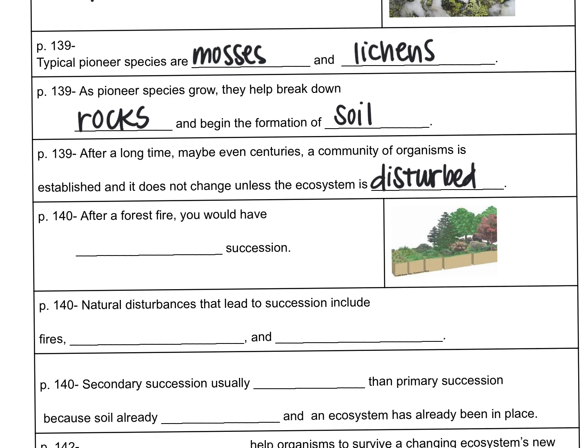Now, if we're looking at this next one, it's going to change gears a little bit. After a forest fire, you would have not primary succession, but secondary succession. The reason for that is because secondary succession refers to a place where things have already been living. Okay, so primary, the very first, non-living. Okay, secondary, you have a place where things are living, but it is still changing.